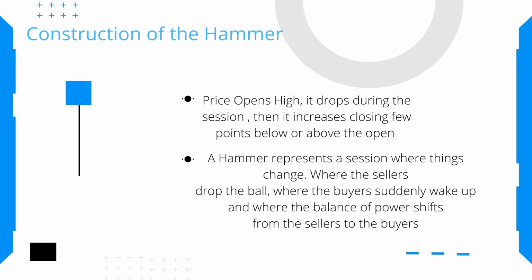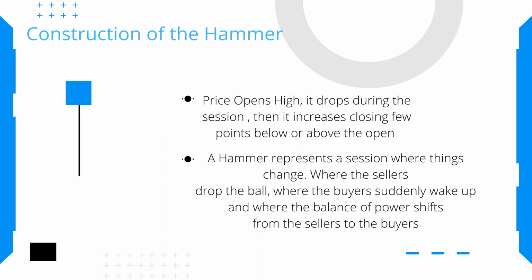In the hammer candlestick pattern, price opens high, it drops down during the session, then it increases, closing a few points below or above the open. If we put this into perspective, we could say that price opens at maybe 50 points. Then we get a drop all the way to maybe 10 points. But before the session ends, we get the bulls coming back into the market and price being pushed all the way back up to maybe 40.